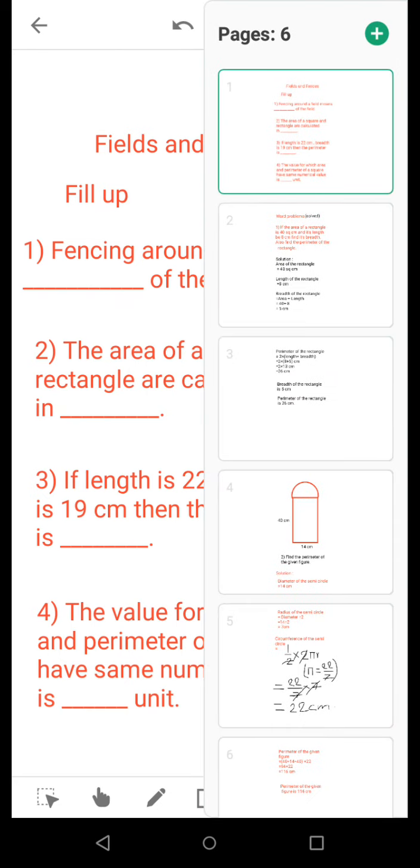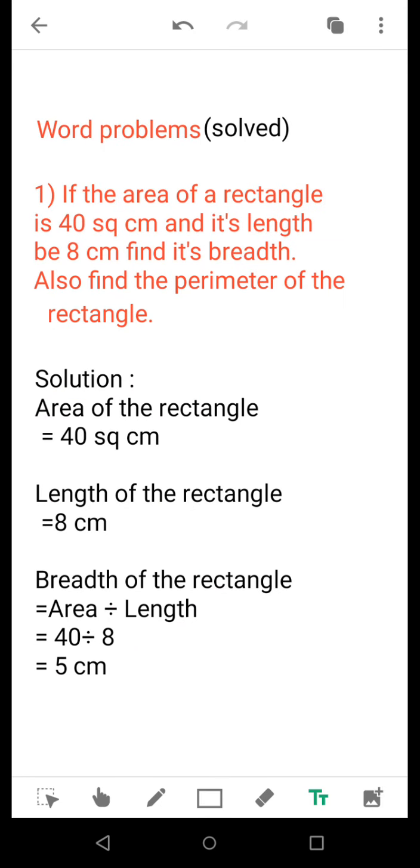Now coming to solved part. Suppose you get a sum where the area of a rectangle is given and its length or breadth. In this case, we are saying that the length is given. You need to find the breadth, and after finding the breadth, you need to find the perimeter of the rectangle. Now you will begin your solution. First you will write down area, then you will write down the length, and then use the formula that area divided by length. Let us begin.